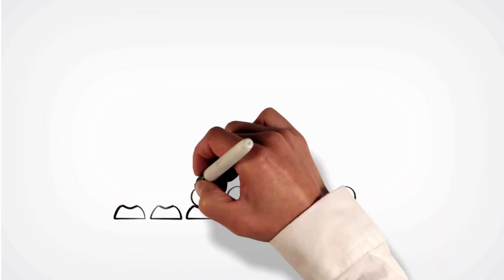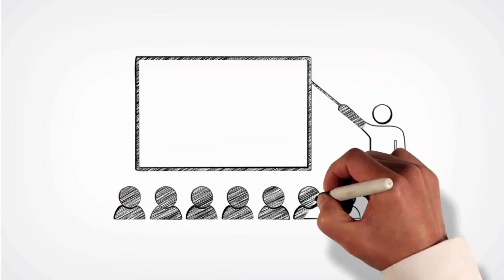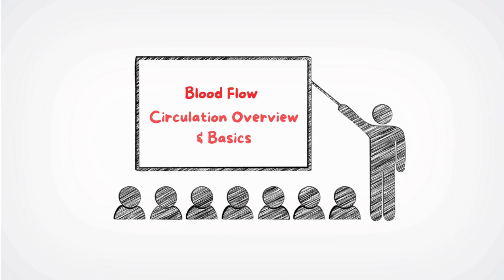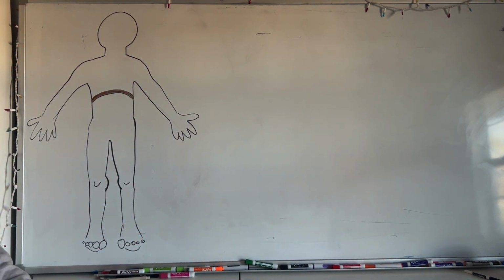Welcome to another Anatomy Whiteboard walkthrough. This time we're going to go through blood flow, covering an overview of circulation to set us up for the next more detailed video where we look at the heart and lungs. To understand blood flow through the heart, you have to understand blood flow through the whole body.